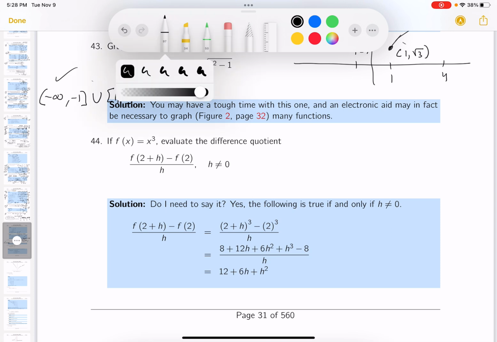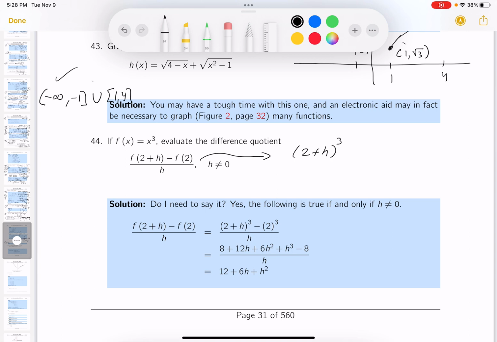They want the difference quotient. They gave it to me, so that's not a problem. So what I got to do, I got to do f of 2 plus h. Let me write this down over here. And that's going to be 2 plus h cubed minus f of 2. Well, that's going to be 2 cubed. And what's going to be over h? With the understanding that h is not equal to 0.